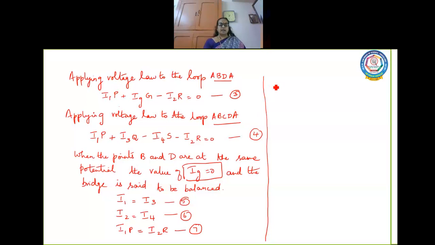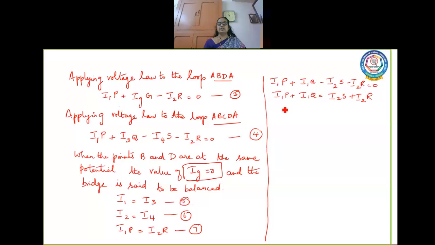Okay, now I1P, let it be like that itself. So I1P plus, now I3Q is there, right? So instead of I3, I will substitute I1 itself. So I1Q minus, I know the value of I4 to be equal to I2. So substitute instead of I4 as I2S minus I2R equal to 0. Now take this minus sign to the right side. So I1P plus I1Q equal to I2S plus I2R.